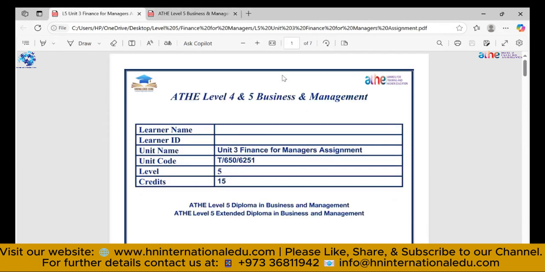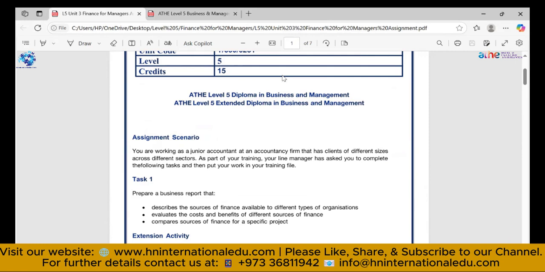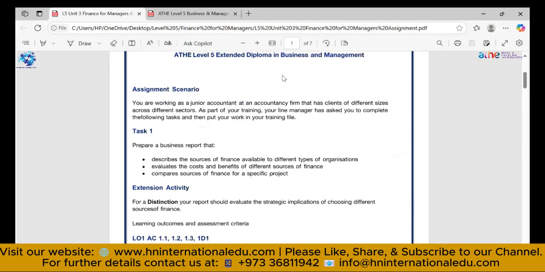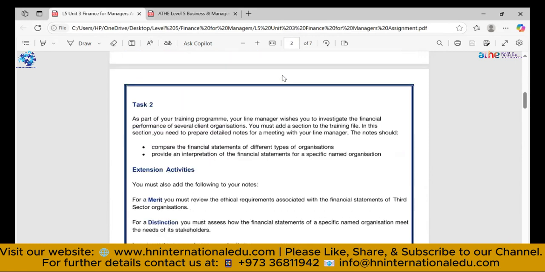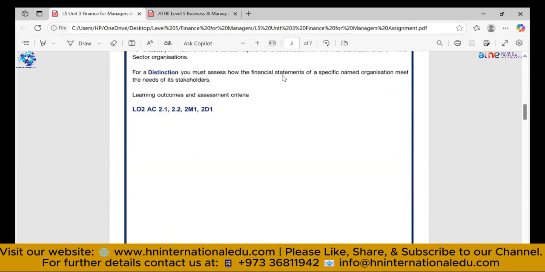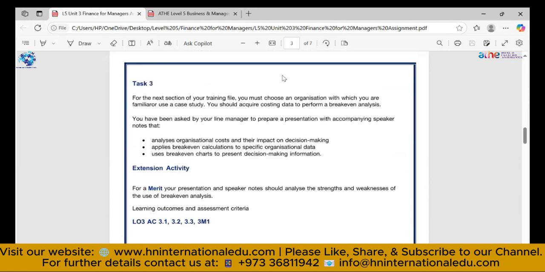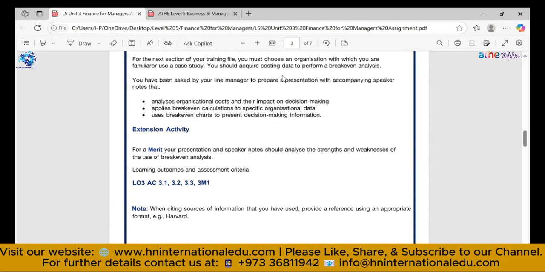Then we have the assignment as well for this course. We have task 1 in it, which is from LO1. Then we have task 2, which is from LO2. And then we have task 3, which is from LO3. So you can see it by yourself.